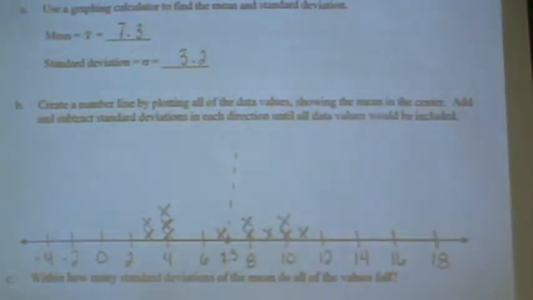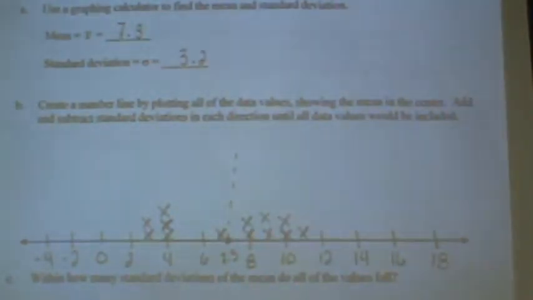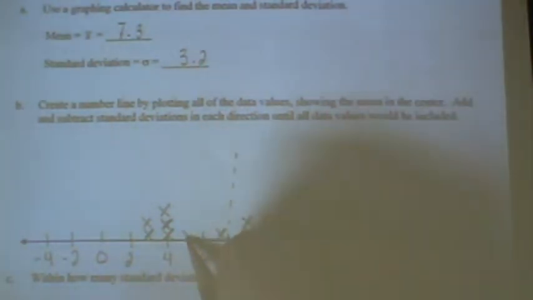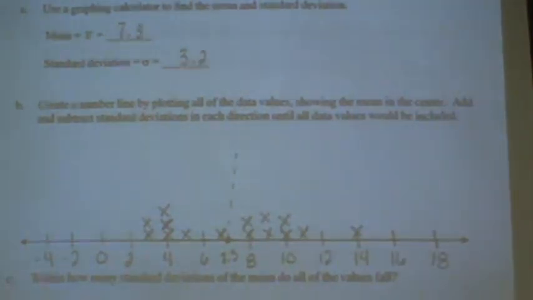We've got a 7, so that's just a little bit to the left of our mean. So we'll just put an X next to our mean there. We've got another 9. We've got a 14. And then we have a 5. So those are all of our data values plotted on our number line.